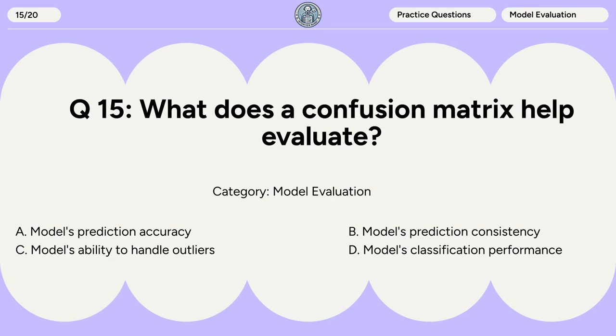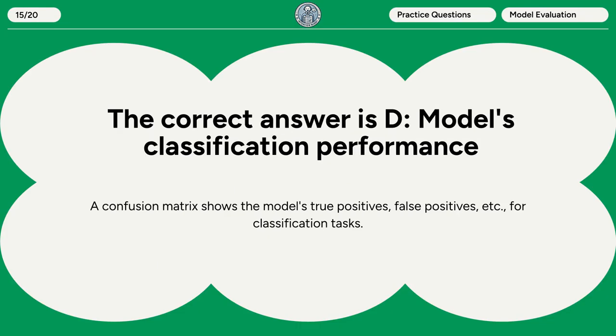Question 15. What does a confusion matrix help evaluate? A. Model's prediction accuracy. B. Model's prediction consistency. C. Model's ability to handle outliers. D. Model's classification performance. The correct answer is D. Model's classification performance. A confusion matrix shows the model's true positives, false positives, etc., for classification tasks.